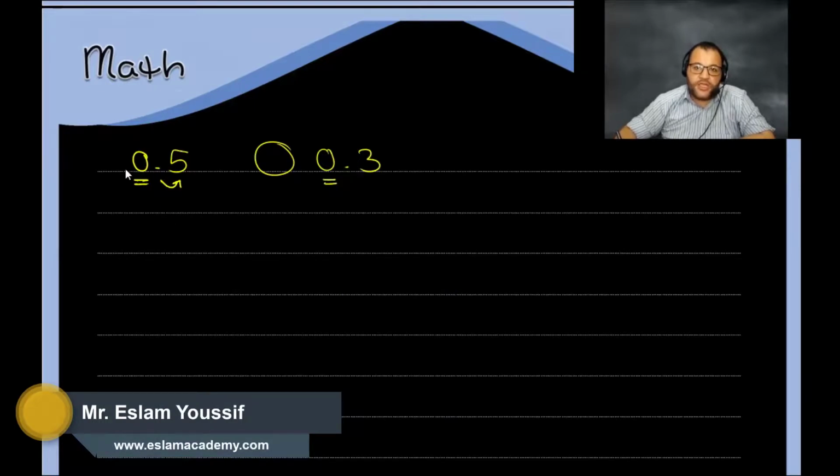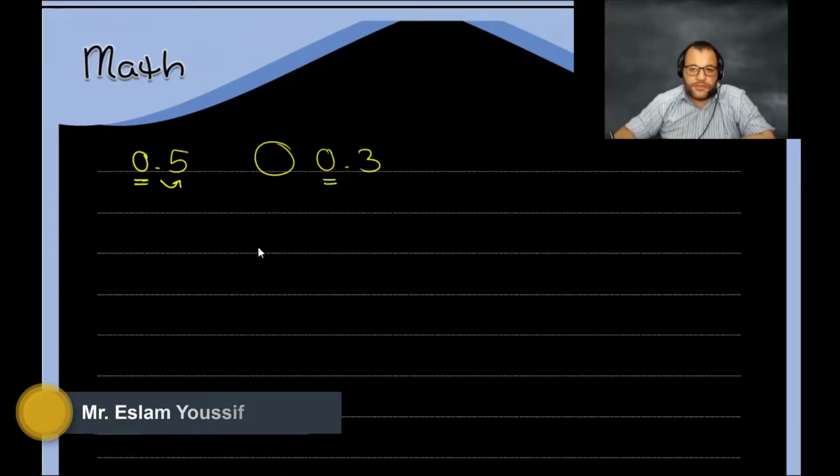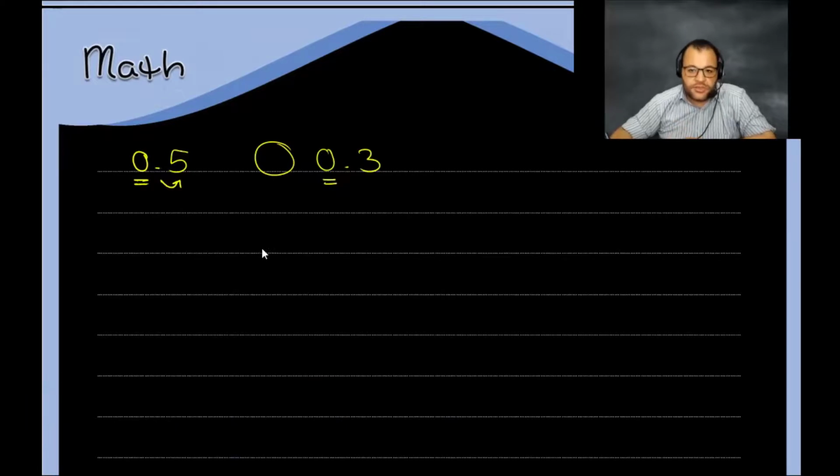Malik, how many digits at the right of the decimal point? How many digits? Malik. No, Malik. Waleed. Waleed.